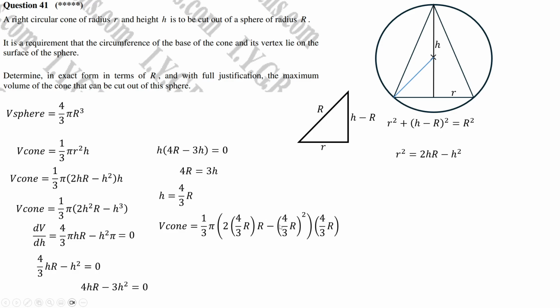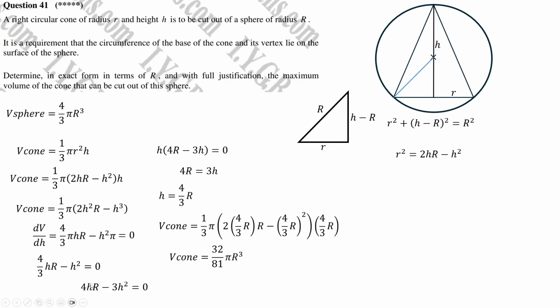What is this? Minus 16/9 r squared, and then distribute 4/3 r across all of that. Anyways, if you just collect it all together, you'll get 32/81 pi r cubed. We want to show that this is a maximum. I actually didn't say this, but it wants it in terms of capital R. So that's why we did all these steps with this and this.